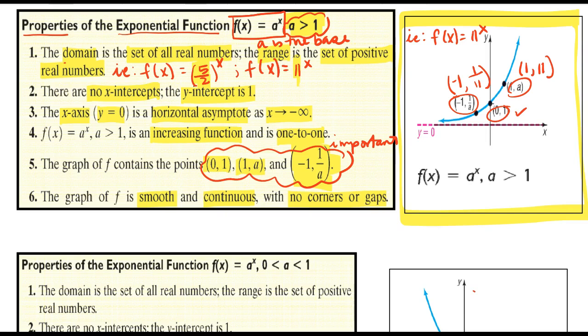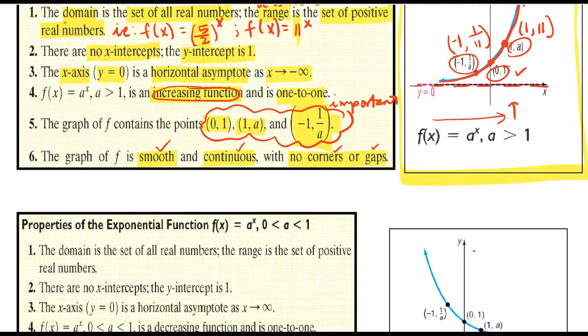Okay, you have a horizontal asymptote, HA, at y equals 0, and that is always true. In addition, it's an increasing function. Increasing function means as x is increasing to the right, y goes up, which is true. See this right here? As I'm moving my pen to the right, y is increasing. So all of these statements are true. It's smooth, it's continuous, I don't see any corners or gaps. So that's what's happening when the base is positive and bigger than 1.